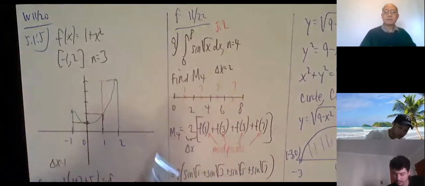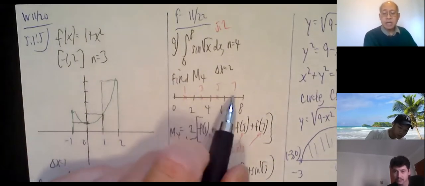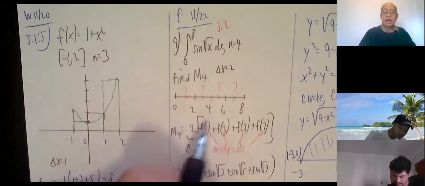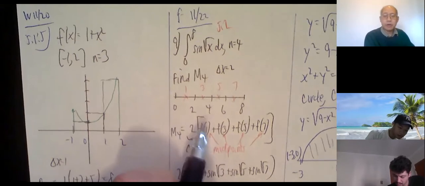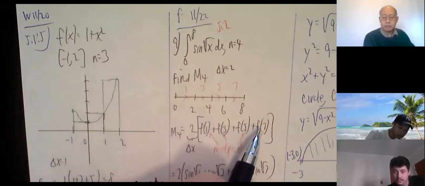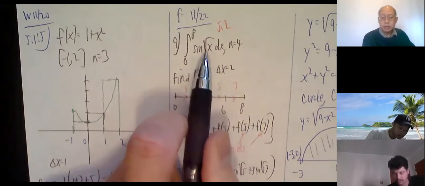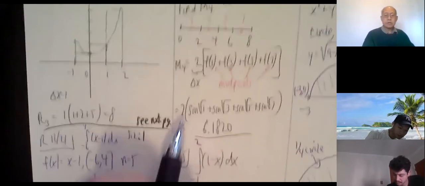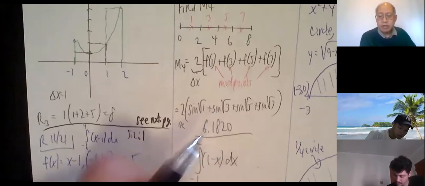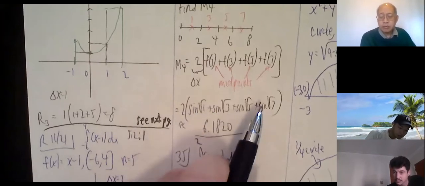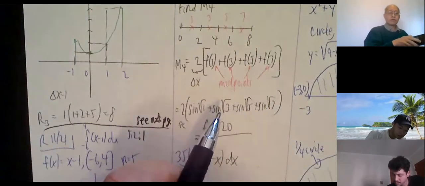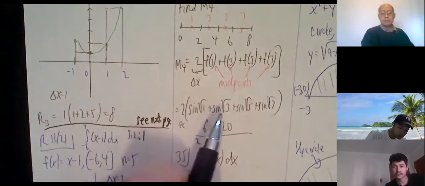Okay? So when I do base times height, base times height, base times height, base times height, the bases are all the same. They're all 2. That's my delta x. And then I want the function value at the midpoint. So f of 1, f of 3, f of 5, f of 7. So I plug in these 4 numbers into here. So 2 times sine of square root of 1 plus sine of square root of 3 plus sine of square root of 5 plus sine of square root of 7. These are all in radians. So if you're punching it out in your calculator, make sure that you're doing it in radian mode, not degree mode. Okay, and you'll get your answer.